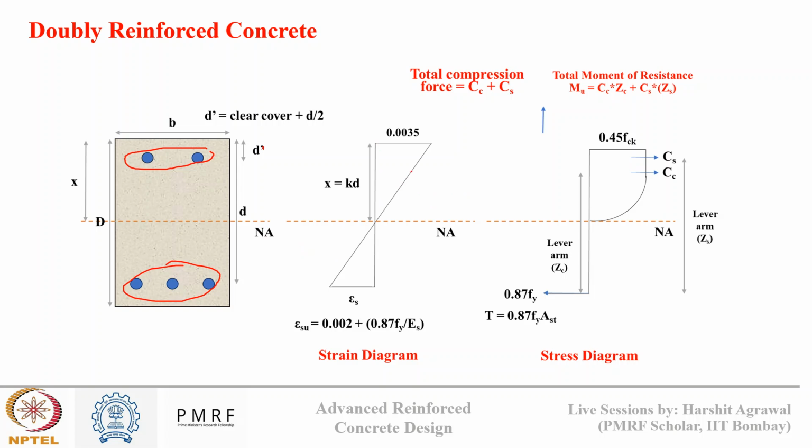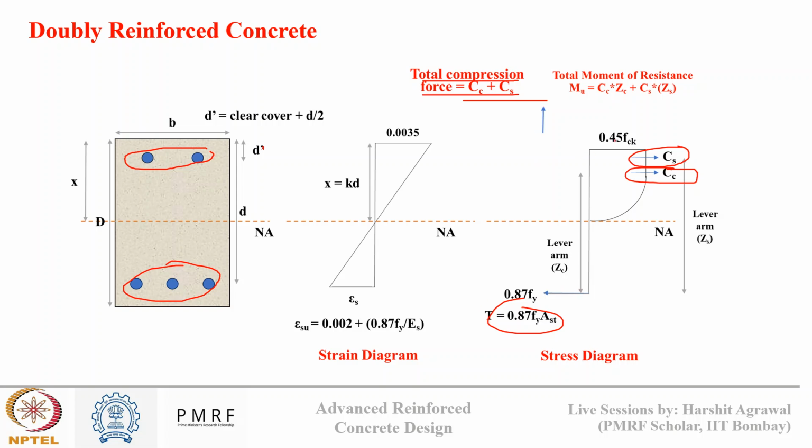So we have strain varying linearly across the neutral axis. However, in the stress diagram, apart from the tension force element T and the concrete compression force element Cc, we now have an additional element Cs, which is due to the compression reinforcement. So the total compression force offered by this section is Cc plus Cs, and this will try to balance the total tension force, which is T.